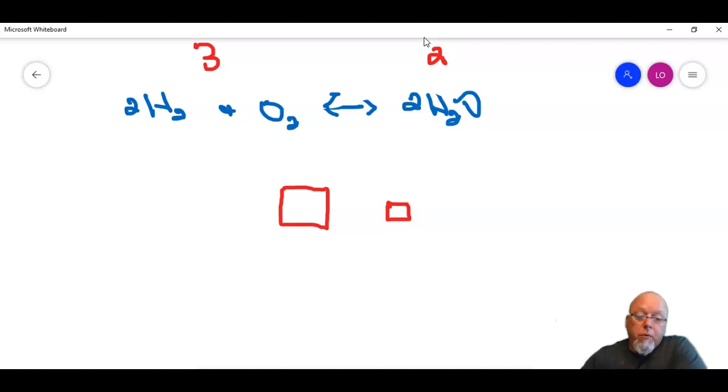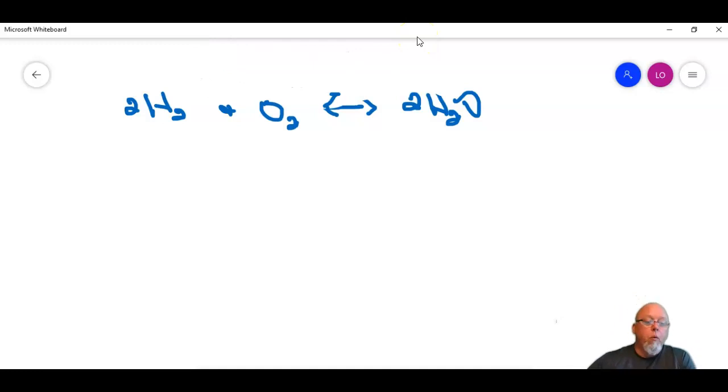If I decrease the pressure, I am going to favor the side with more of them, so I would favor the reactants. So it's another way we can manipulate a reaction: if I wanted more product, I could decrease the volume or increase the pressure and I would make more product. So these are very useful when we want a reaction to go forward and make more of what you want.